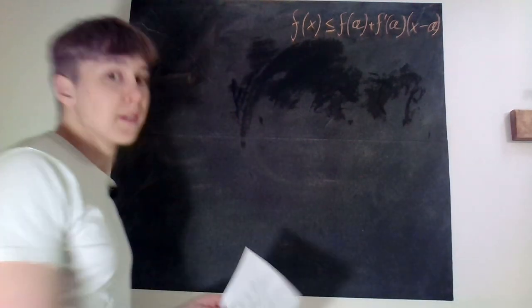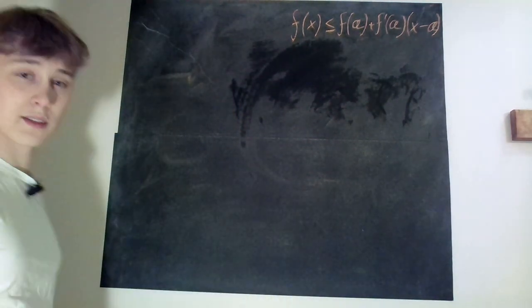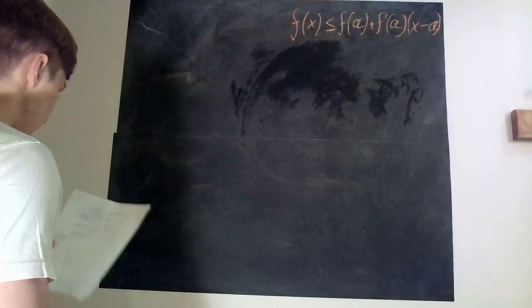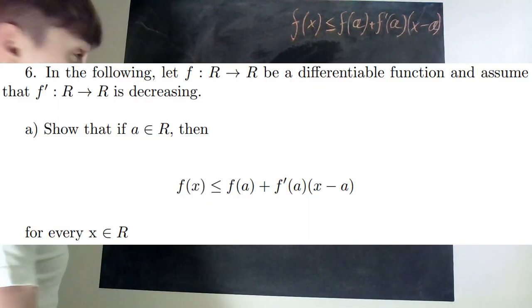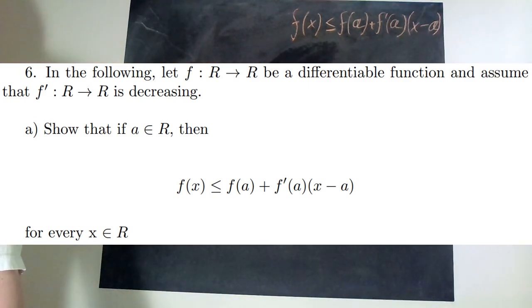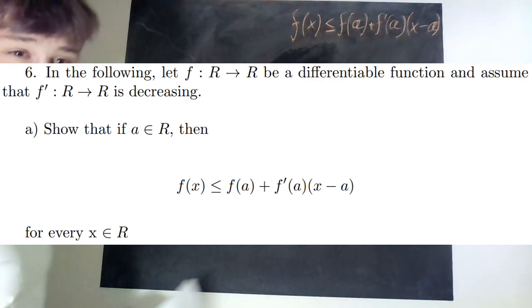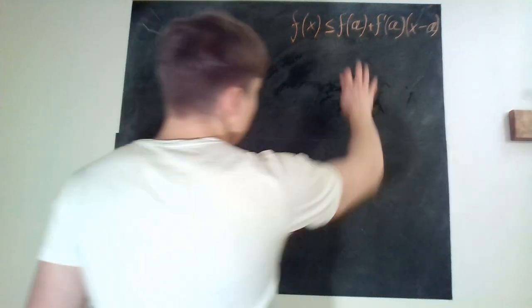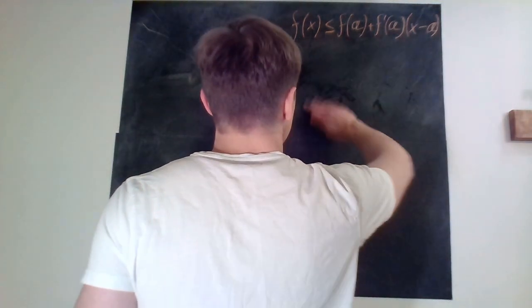Hello everyone. So now we're on to the sixth problem on my final exam in analysis in one variable. And that is, we have a function, f of x, that is differentiable and its derivative is decreasing. For the first part of the problem, we're supposed to prove this inequality here.